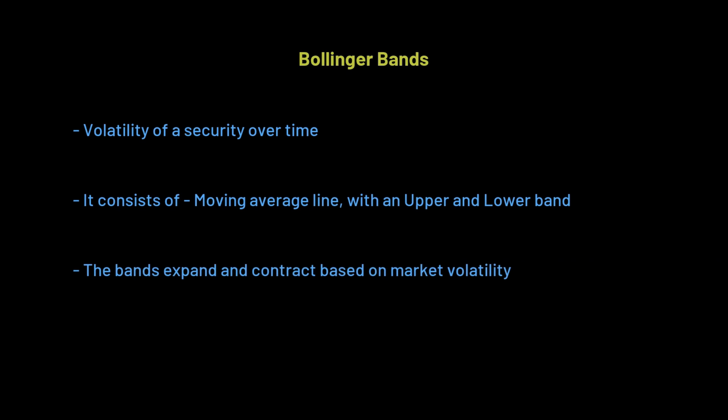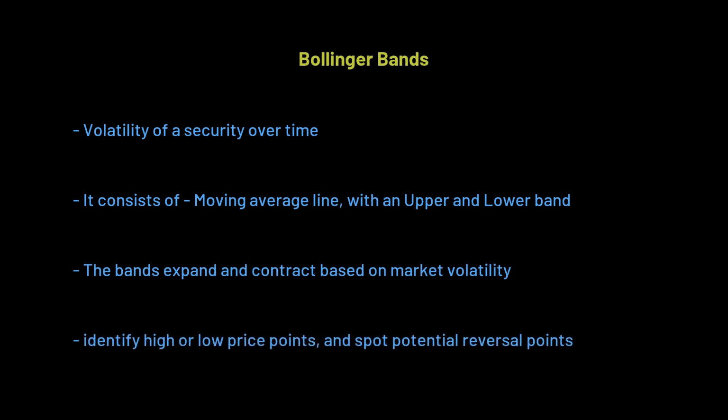The bands also expand and contract based on market volatility. This expansion and contraction gives insight into price fluctuations. Bollinger Bands are commonly used to identify high or low price points and spot potential reversal points. For many investors, this indicator is an essential tool for understanding price volatility.